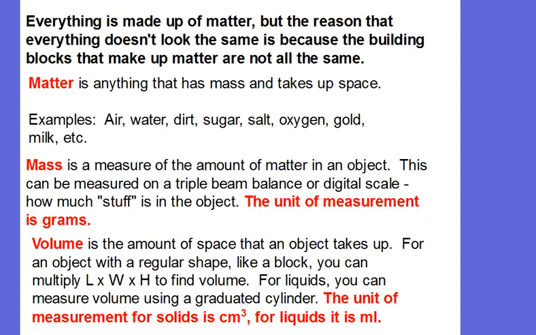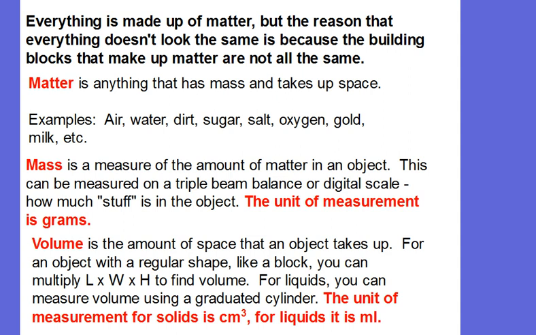So when we talk about matter, we measure it in different ways. One of the ways that we measure matter is by measuring its mass. And the mass is just the amount of matter in an object. It can be measured on a triple beam balance or a digital scale. We did both in class. And that tells us how much stuff, for lack of a better word, is in the object. And the unit of measurement for mass is grams. And the amount of mass won't change if you go from place to place, because that's not affected by gravity like weight is. So again, the mass of an object is the mass, no matter where it is.